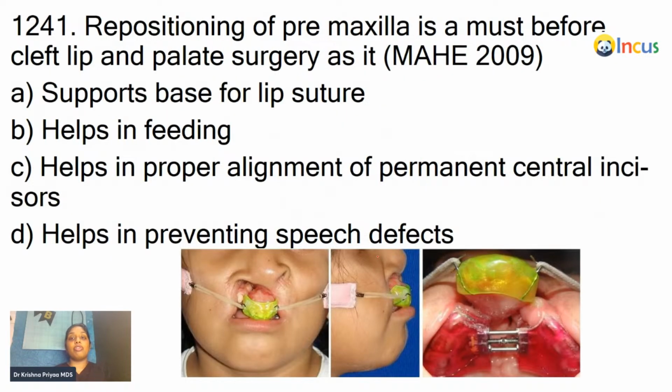A repositioning of the premaxilla is a must before the cleft lip and palate surgery as it... So why is the repositioning of the premaxilla essential? It supports the base for lip suture, helps in feeding, helps in proper alignment of permanent central incisors, helps in preventing speech defects. The third option is gone because the permanent central incisors come only at the age of 6 or 7, which is very late for the correction of early intervention.